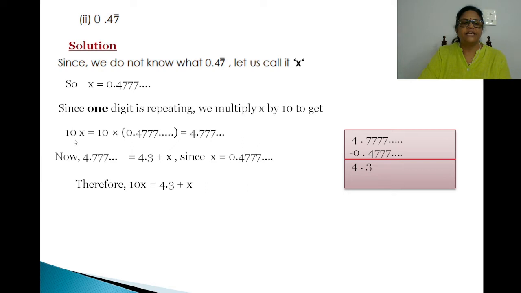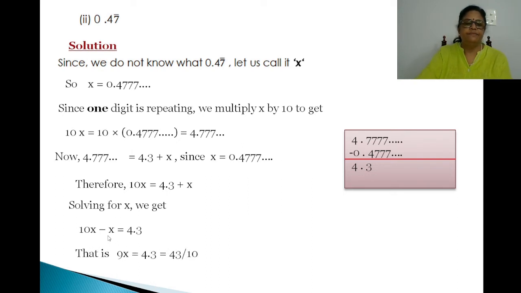Therefore, this is 10x. 10x is 4.777, etc. So 10x is 4.3 plus x. Now solving for x, here x is added, so we will subtract. 10x minus x is 4.3. What is 10x minus x? 9x. 9x is 4.3. Here one decimal place you can see.